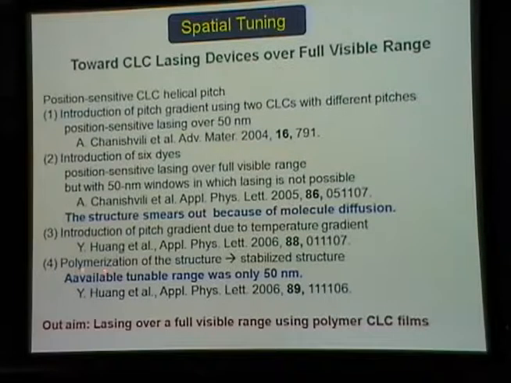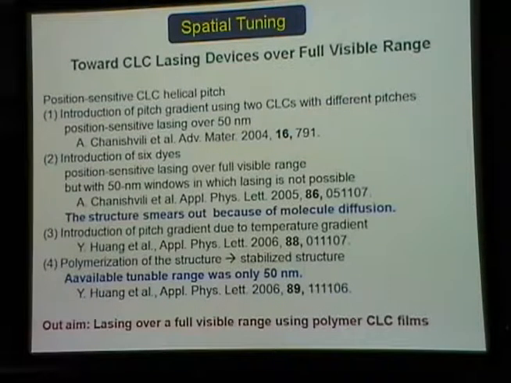However, they also polymerize the structure to stabilize it. In the other case, they do not use the polymer, so after several hours or days, the gradient disappears. But in this case, polymerization was made. However, the available tunable range was only 50 nanometers. So still, they did not succeed in lasing over the full visible range.